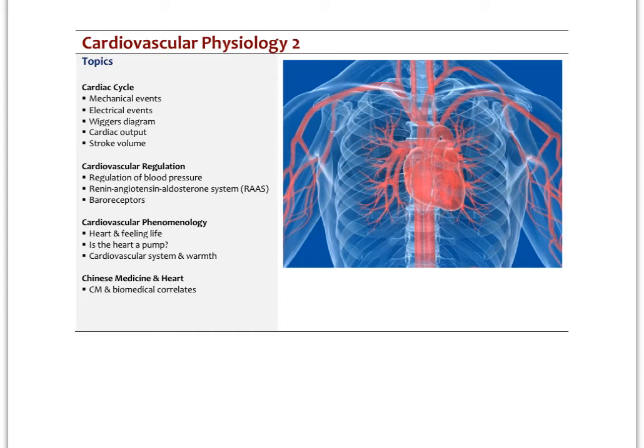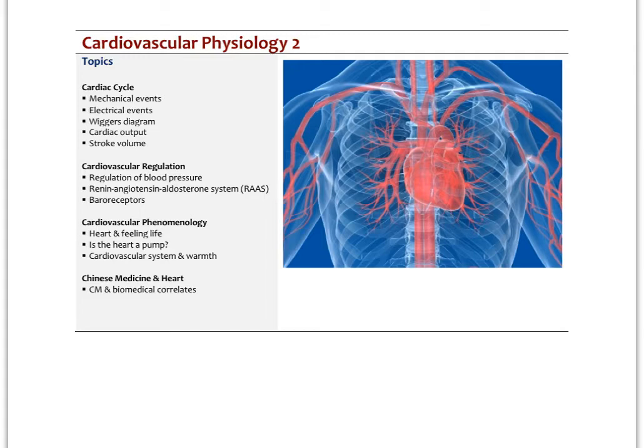All right, in the second video on cardiovascular physiology, we're going to look at the whole, what's called the cardiac cycle, which is essentially one heartbeat and one cycle of systole and diastole. We'll look at the mechanical events. We'll tie in the electrical events that we went over in Cardiac Physiology 1 into this. And that all can be put together into what's called the Wiggers diagram.